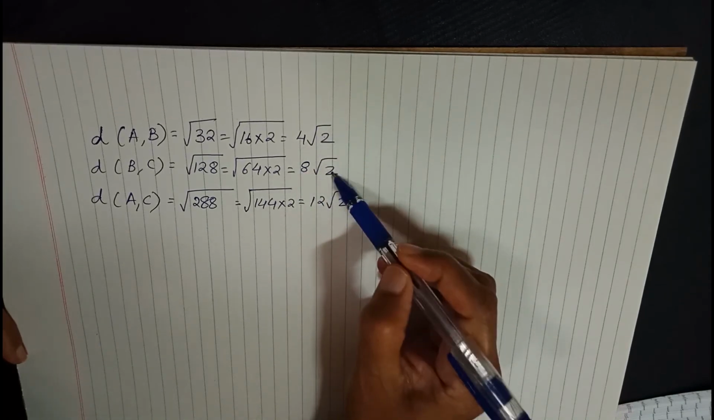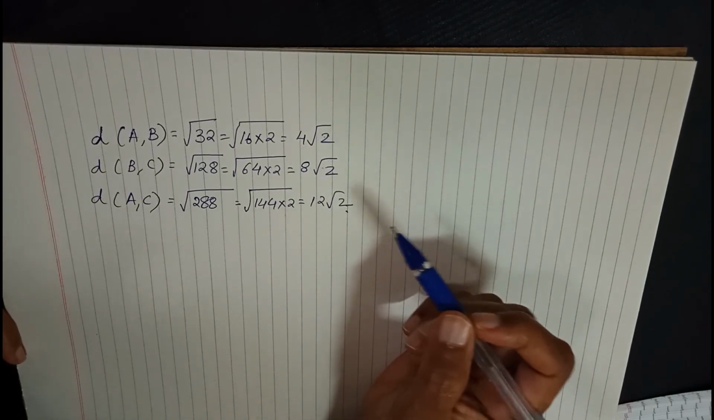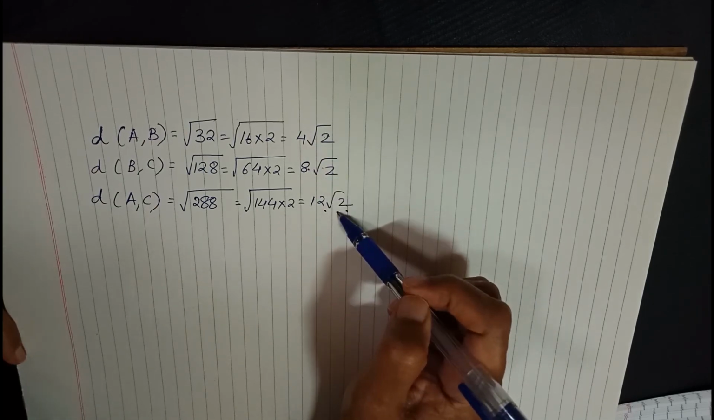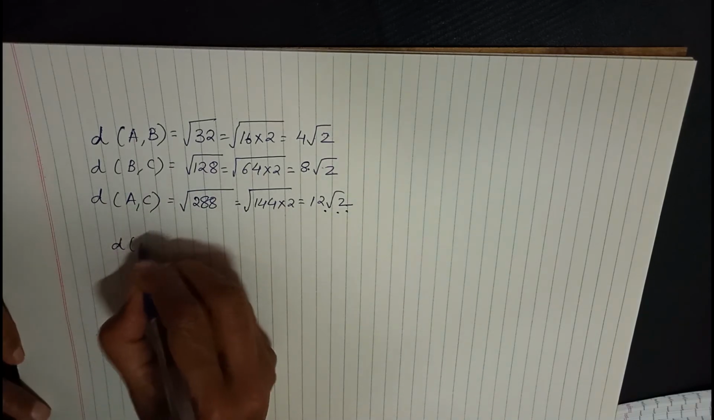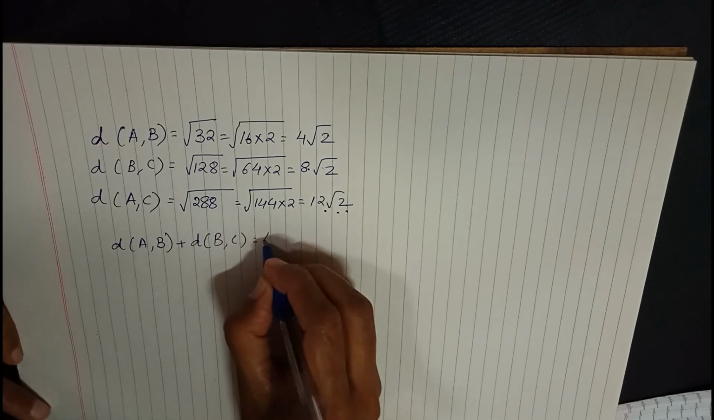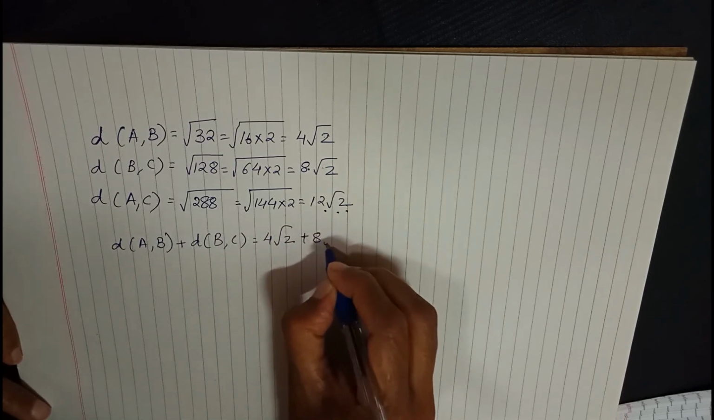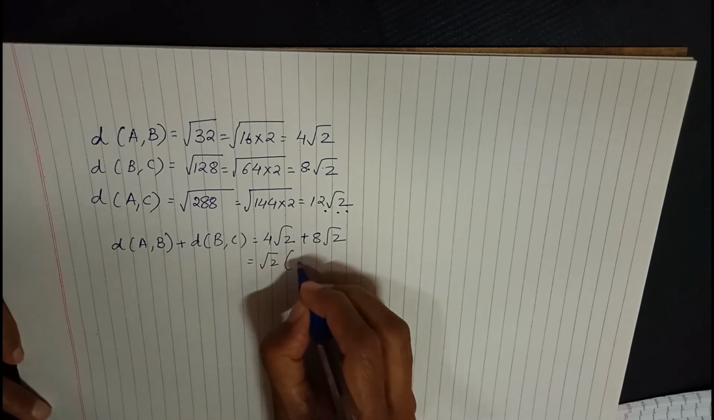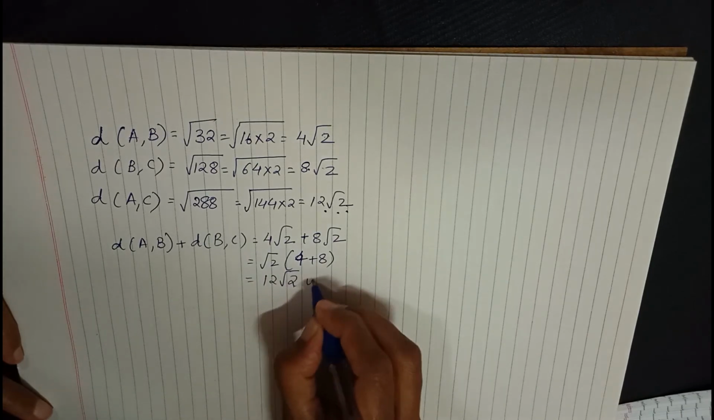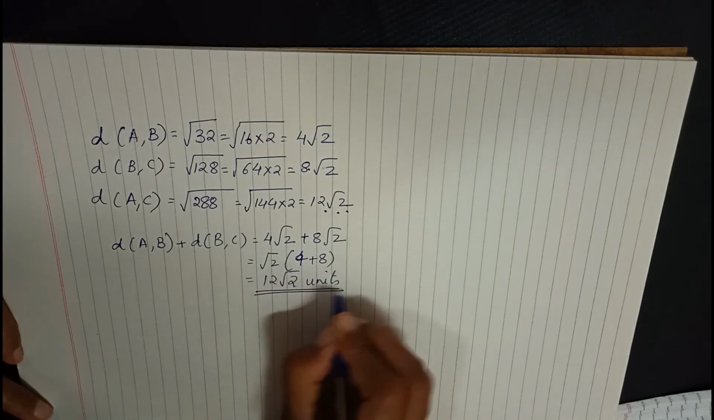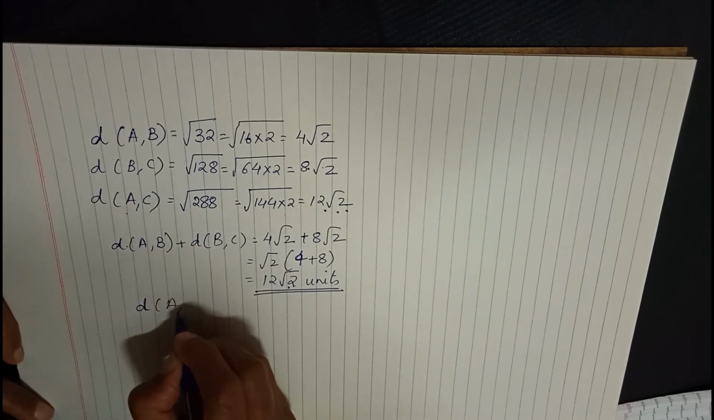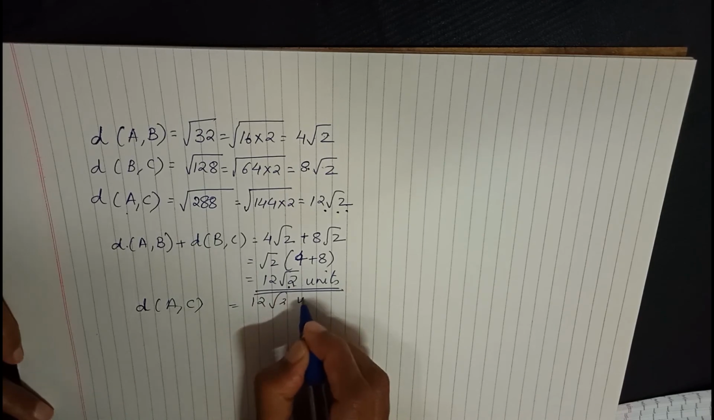So now from here you can see all three have the same number in the root sign. These two are small distances and this is the big one. So these two additions should give us the bigger one. So let's see whether we get it or not. Distance AB plus distance BC is equal to 4 root 2 plus 8 root 2. You can see root 2 can be taken outside as common, and what remains inside is 4 plus 8, which is nothing but 12 root 2 units. So you can see the addition of two small distances is giving me 12 root 2, whereas distance AC is also 12 root 2 units.